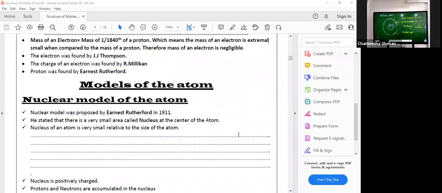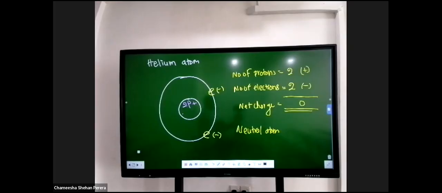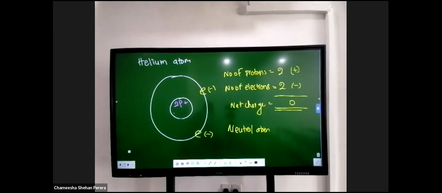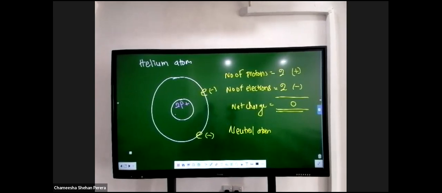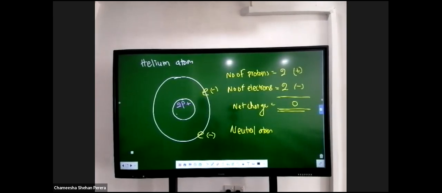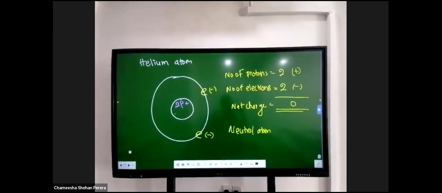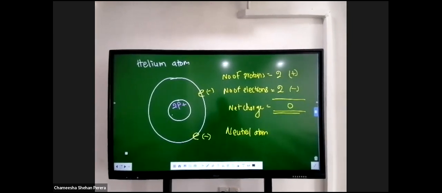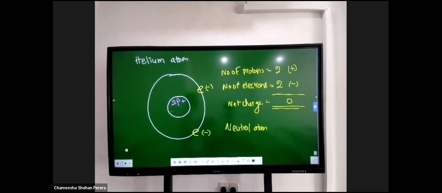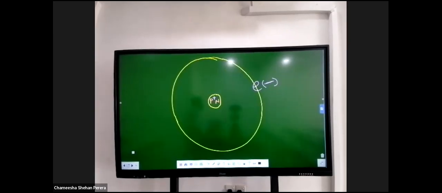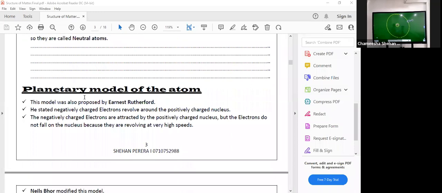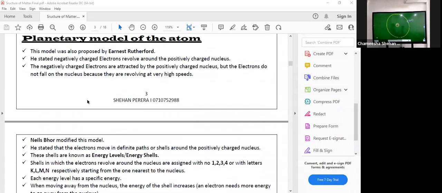I'll tell you what it is. Okay, in the next part, we are going to talk about the planetary model, another idea presented by scientists about the arrangement of subatomic particles in the atom. So this was also proposed by Ernest Rutherford.